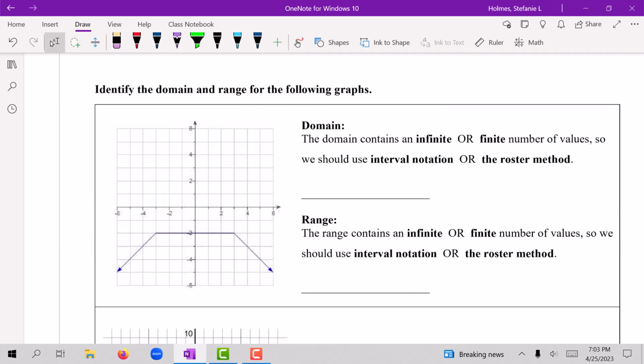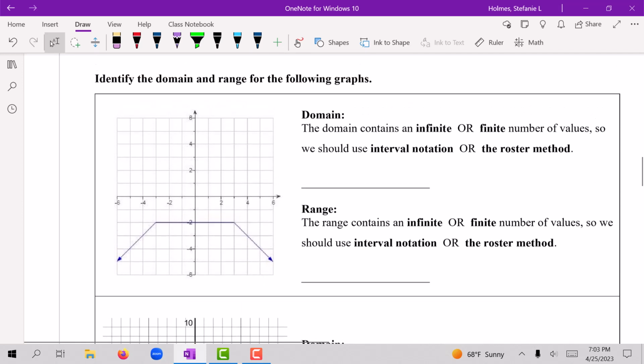Okay, so looking at the domain and range here, does this graph, do you think, contain an infinite or finite number of values? I'll give you a hint. Anytime you don't see distinct separate dots, it's infinite. So this one's infinite. Remember, infinite means we use interval notation.